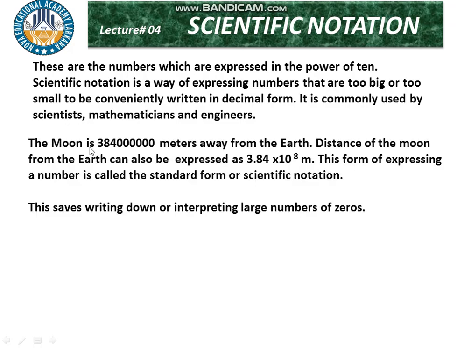Let's say the moon is 384,000,000 meters away from the earth. So the distance of the moon from the earth can also be expressed as 3.84 into 10 power 8 meters. We can easily write down and easily read that data. So this is a scientific notation. This form of expressing a number is called the standard form or scientific notation. This saves writing down or interpreting a large number of zeros.